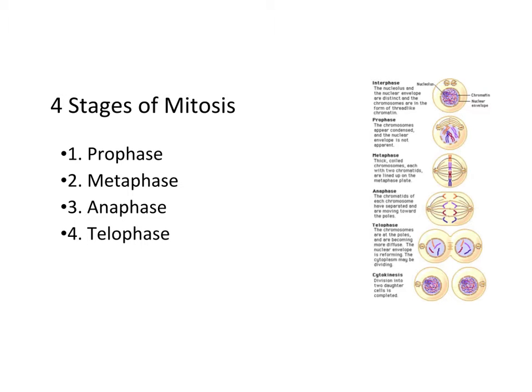And so there's 4 stages of mitosis. The 4 stages are prophase, metaphase, anaphase, and telophase. And then you can remember this, this is how I still remember it, is PMAT. So remember PMAT, and that's the order of the stages of mitosis.